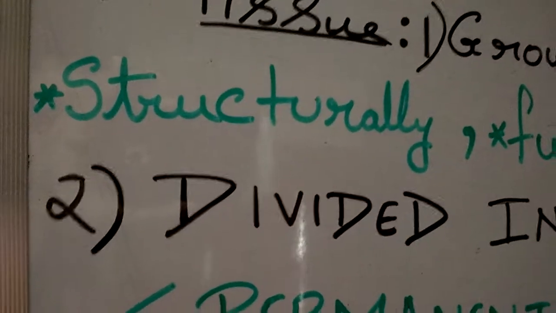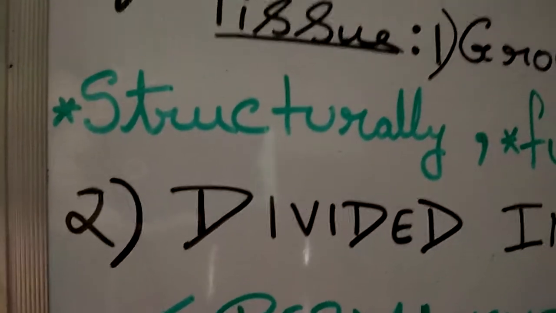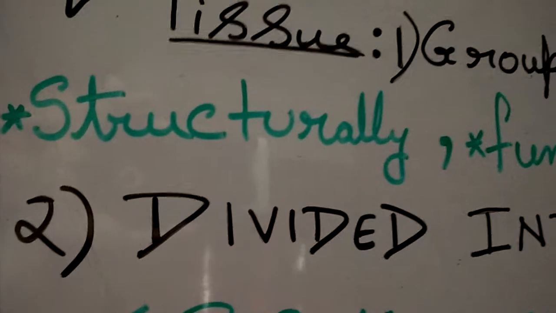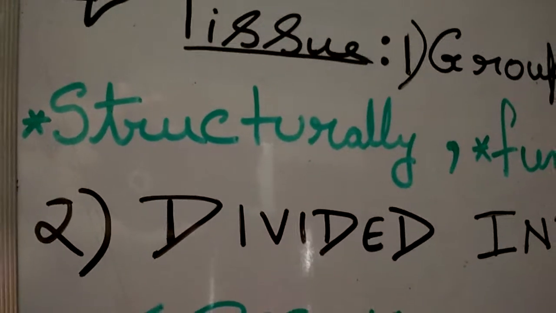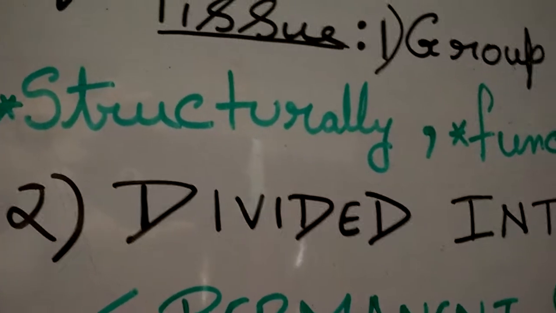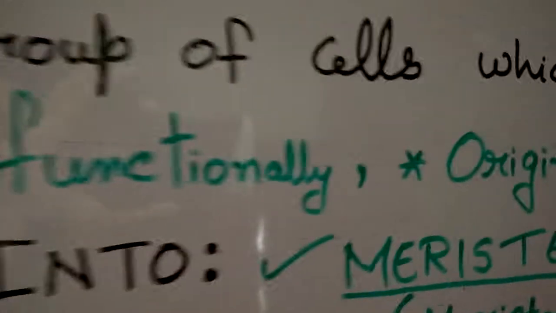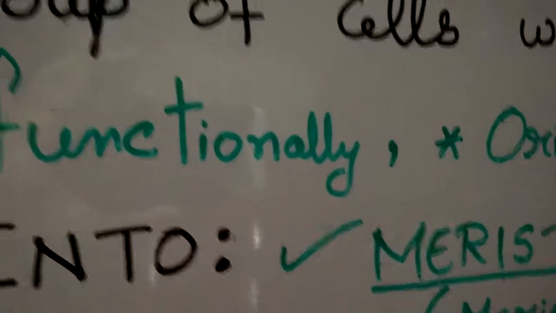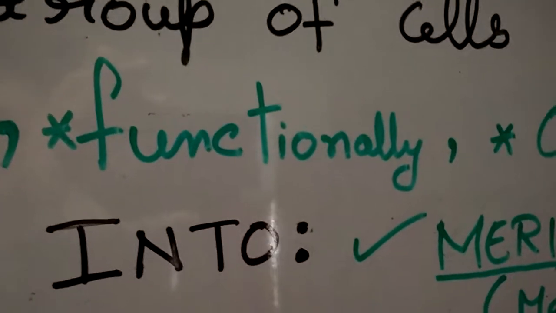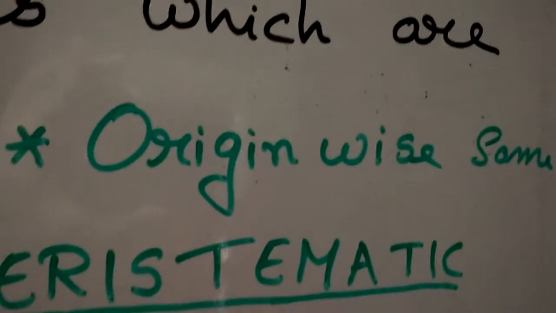For example, if you take a tissue which has many cells, and if you examine all the cells, those cells will have the same shape, like circular, polygonal, hexagonal, but not a single cell will have a different shape. So structurally all the cells should be similar, as well as functionally, that is, all the cells forming a tissue, that is a group of cells forming a tissue, those cells should function in the same way, that is functionally similar, and also origin wise.